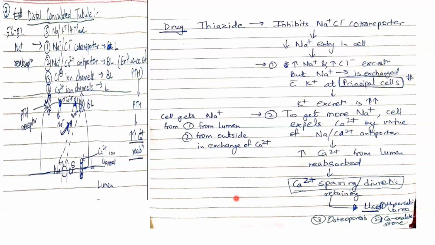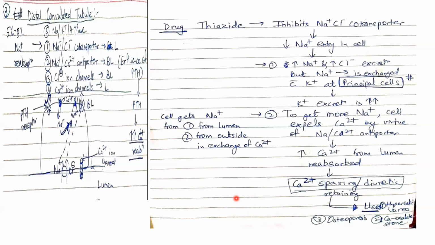What are the uses? You can surely guess. In case the patient is suffering from hypercalciuria, meaning there is some genetic defect, maybe a parathyroid hormone defect, so the patient is excreting more and more calcium, you need to limit that calcium excretion. You will go for thiazide diuretics.